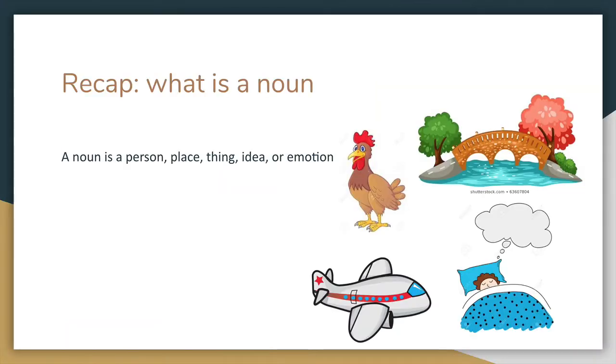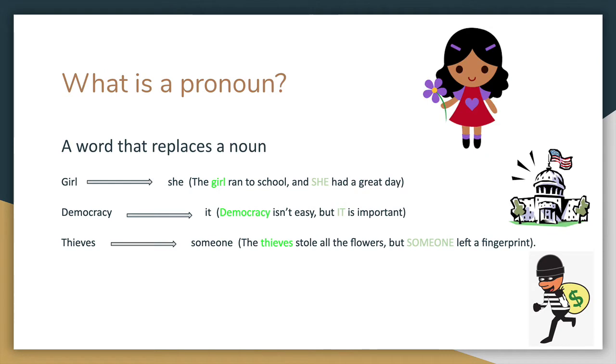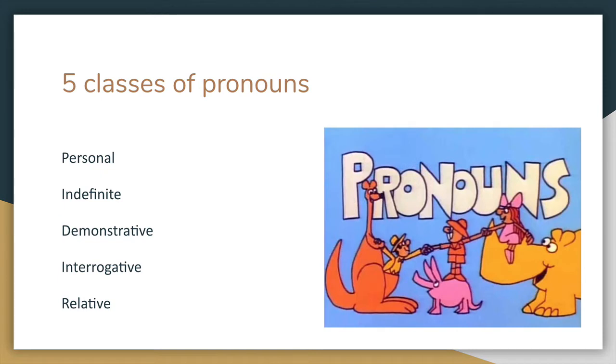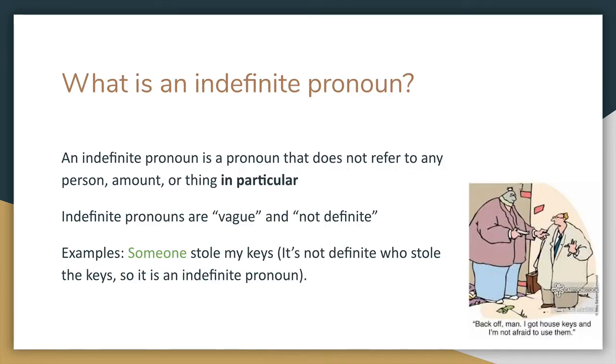As always, a quick recap. A noun is a person, place, thing, idea, or emotion, and a pronoun is a word that replaces those nouns. Now remember, we've got 5 classes of pronouns and we've already covered personal pronouns, so today's topic is indefinite pronouns. So what is an indefinite pronoun?